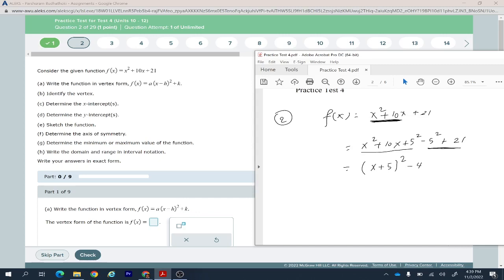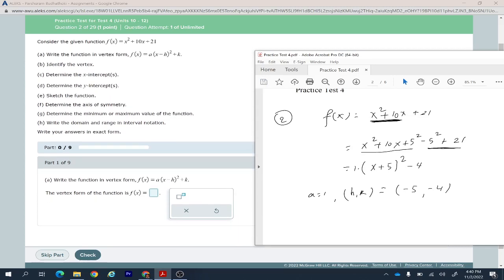vertex form. So as you can see here, there is nothing in front of, outside this parenthesis, so a is 1. The vertex h comma k is negative 5 comma negative 4. Remember, it's supposed to be negative here, but it's positive. That's why we need to use the negative sign. It's supposed to be positive here, that's why we have to take it as is, which is negative 4. So that's the vertex. Now we can answer all these questions the way we did problem number 1.